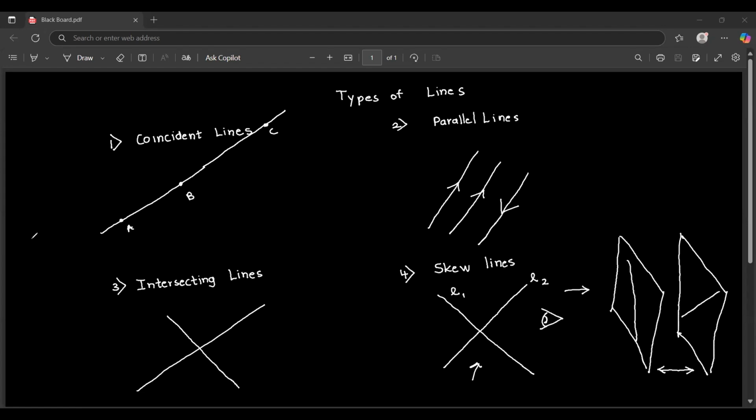Okay, this is the introduction. Now we will learn how to prove these lines. I am going to start with parallel lines. How can we find parallel lines?